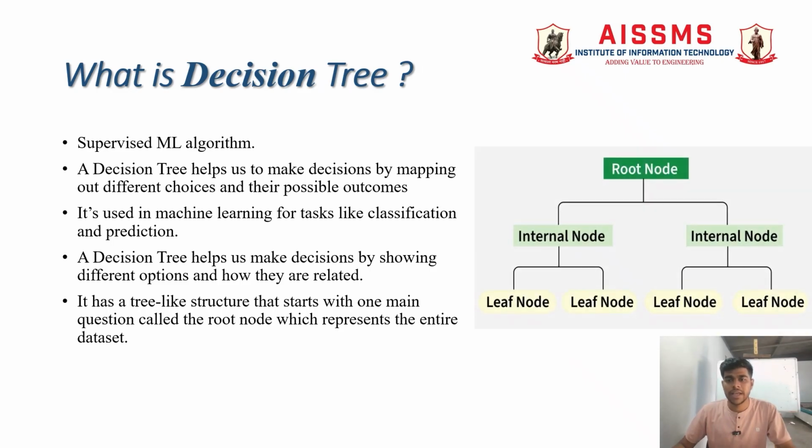This is one example of a decision tree. This example shows the flowchart of a decision tree. The topmost node is called the root node. In this root node, we have two internal nodes, and inside the internal nodes, we have two leaf nodes in both internal nodes.